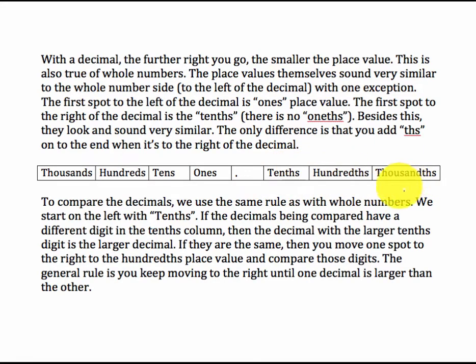So to compare a decimal, we use the exact same rule as with whole numbers. We start on the left end here, down at the tenths column, and if you're comparing two different decimals, you look at the digits in the tenths column, and if one of the digits was larger, then that means that decimal, the entire decimal, is going to be larger. If they were the same, we'd use the same rule. We'd move one spot to the right and compare those place values. You'd keep on going down the place value chart until you found two digits that were different. And the one that was larger meant that the entire decimal would be larger.